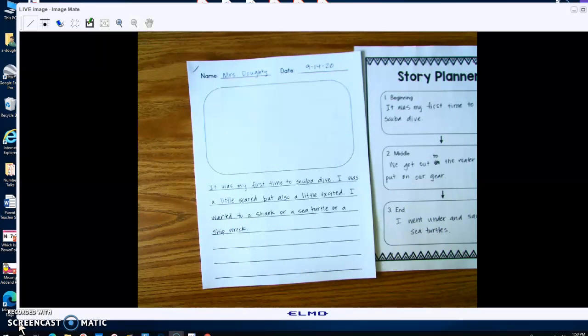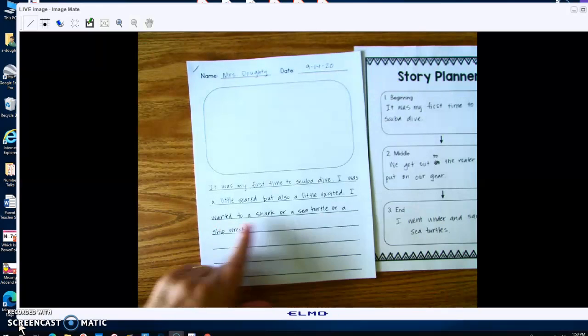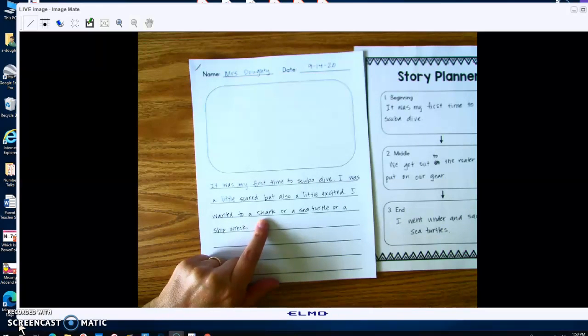Now, I didn't say, well, okay, it was my first time to scuba dive. I was a little scared, but also a little excited. I wanted to add how I felt, right? That's always a good thing to put in your paper, is how you feel. And I'm telling what I wanted to see. I wanted to see a shark or a turtle or a shipwreck. Okay, I just noticed when I went through here and I reread it, I wrote "I wanted to a shark." That doesn't make sense, does it?